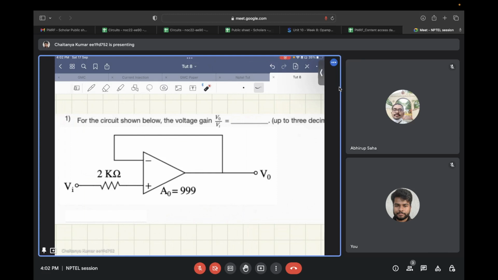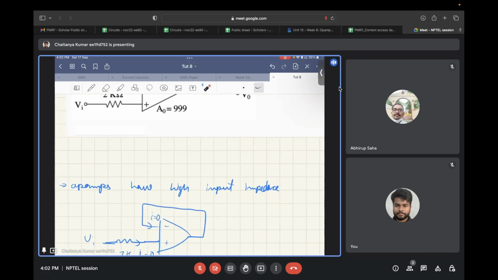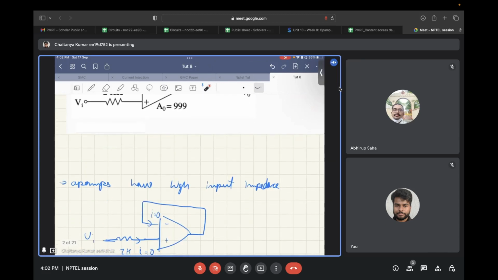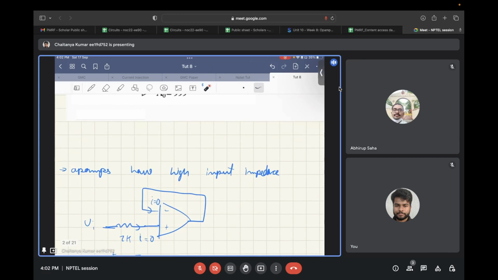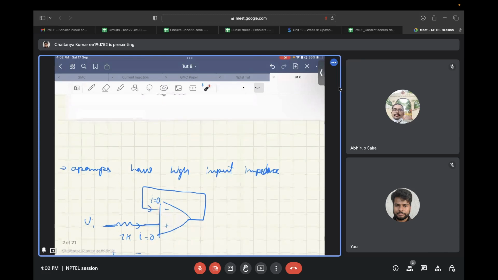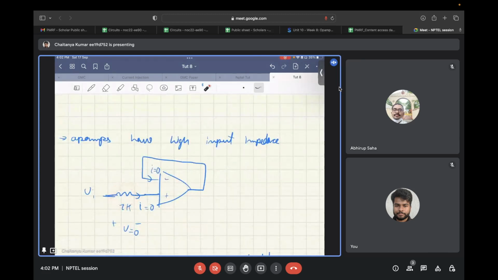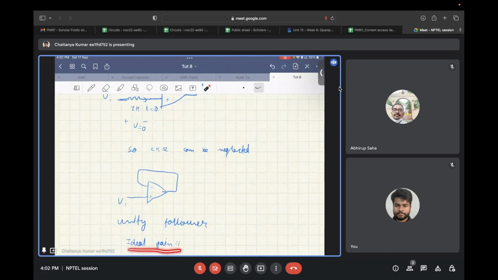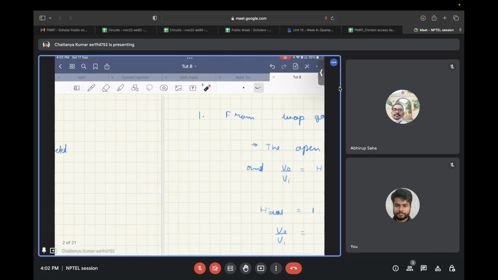Okay, so let's see the solution for this. First of all, we know that op-amps have a high input impedance, ideally infinite, and since nothing is mentioned in the question, we will assume that part of the op-amp is ideal. In that case, no current will flow into the terminals of the op-amp. So there won't be any voltage developed across this 2 kilo ohm resistor, and it can be neglected. If we do so, we have a unity follower where the ideal gain should have been 1.